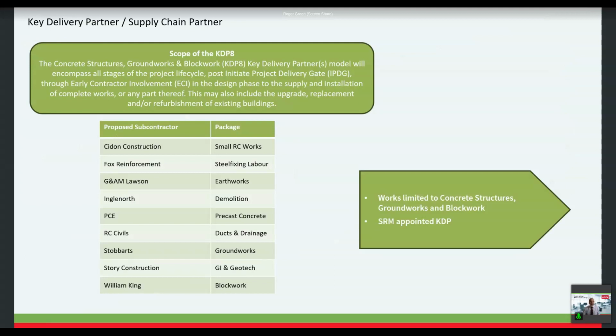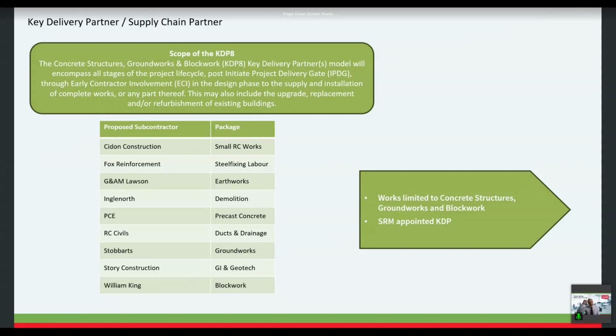So how to explain the component parts of that? Sir Robert McAlpine, we won KDP8. There are many key delivery partners, and for us KDP8 means the concrete structures, groundworks and block work. And we will be looking at the delivery of those works in that area. We have a series of key supply chain partners with us in that delivery, and you can see those listed there. And together we will be delivering KDP8.